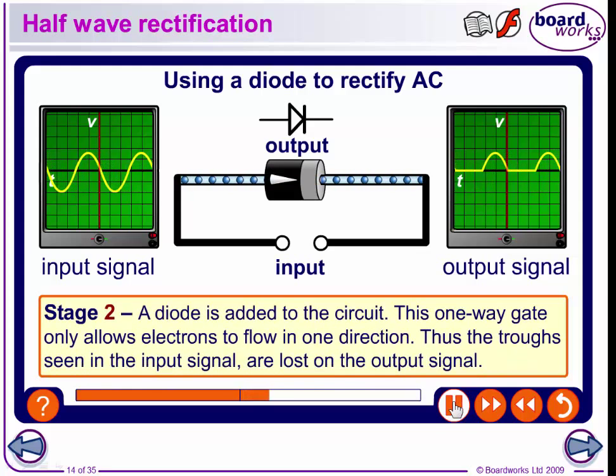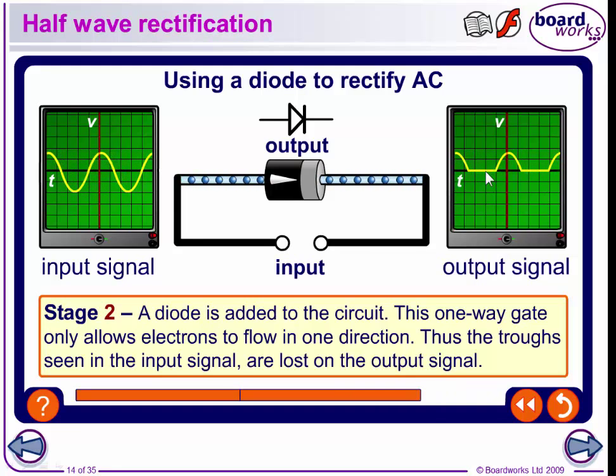Second stage, if we add a diode, we know that the diode only allows it to go in one direction and not the other. So effectively, we have this half rectified signal here. Half of the signal has been deleted and half of the signal is allowed to flow. Notice the negative current on this side has been removed because it's not allowed to flow in the other direction. So, this one-way gate only allows electrons to flow in one direction. Thus, the troughs seen in the input signal are lost on the output signal. This is a half rectified circuit.